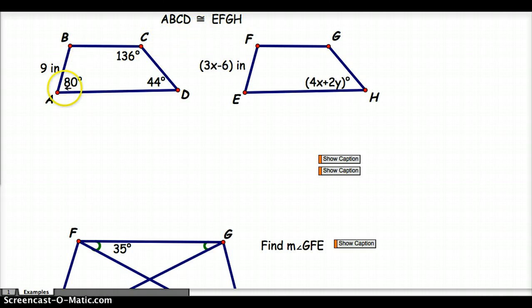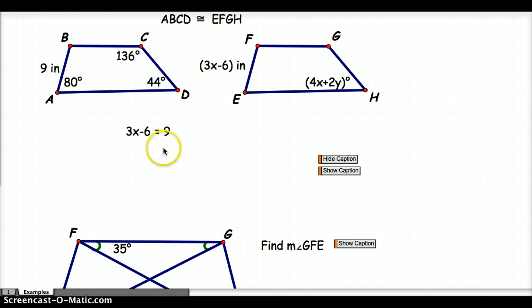So AB should be congruent to, based on the way it's written, EF, correct? So if I'm trying to solve for x and y in these two figures, if I know that AB is congruent to EF, how would I solve for x? Pretty simple. Set 3x minus 6 equal to 9, right? Because they're congruent. Then all I have to do is solve a simple algebra problem. Add 6 to both sides, you get 3x equals 15. Divide both sides by 3, you get x equals 5.